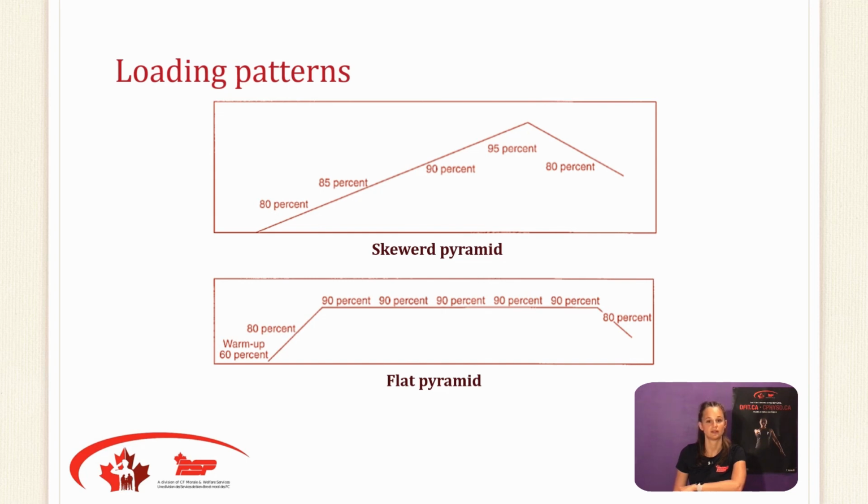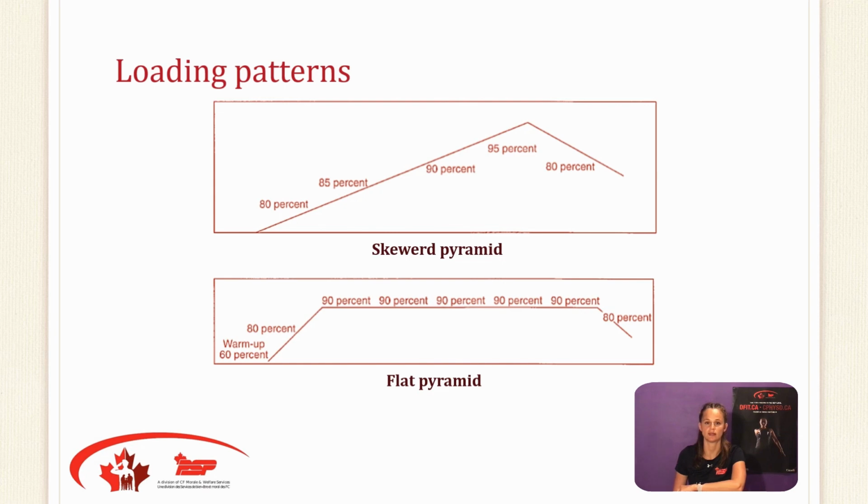The flat pyramid represents the best loading pattern for achieving maximum strength benefits. In order to produce hypertrophy, the load must range between 60 and 80% of 1 rep max, whereas for maximum strength, the load must be between 80 and 100% of 1 rep max. It keeps the load within one intensity level. This prevents the body from becoming confused by several different intensities.